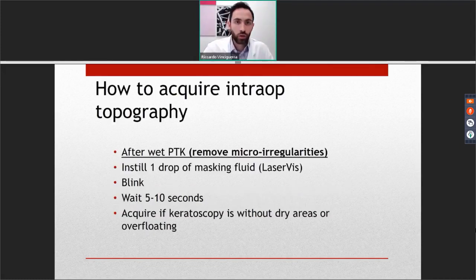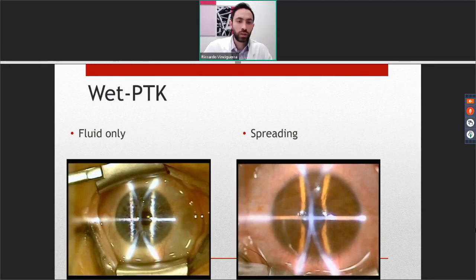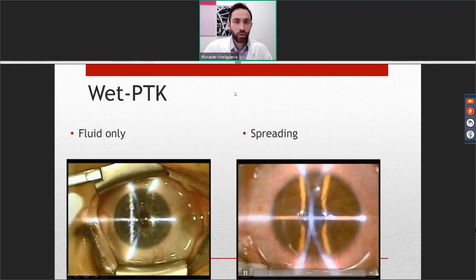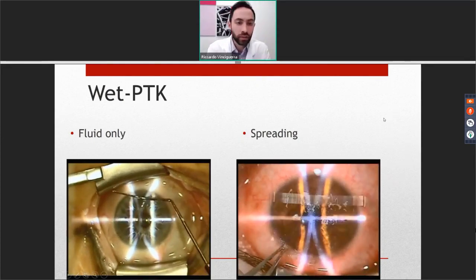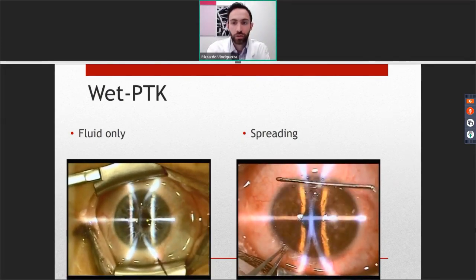So after doing the ablation, you need to do a wet PTK. Many will know how to do it, but I will show you in a video. Then you put a drop of masking fluid, which is like 0.15% hyaluronic acid, and then you acquire the keratoscopy in your normal Sirius. So this is how we do the wet PTK. You can see the video, I imagine. This is the fluid, and then we ablate with the fluid on. This will reduce the irregularity.